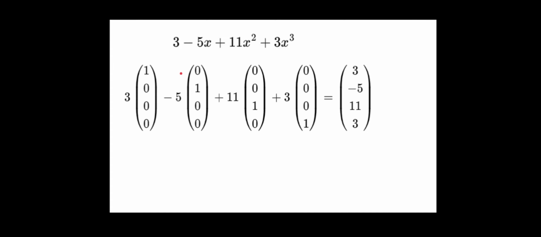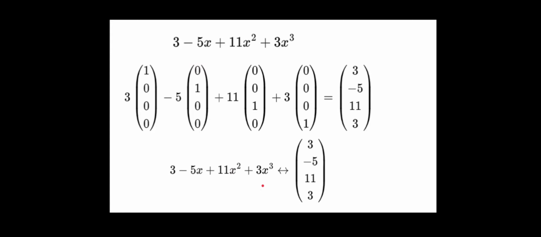And so let's say we have the polynomial 3 minus 5x plus 11x squared plus 3x cubed. If we wanted to find the vector representation of that, we could go ahead and expand out the linear combination of the basis vectors and sum all of those up, and what we get is 3, negative 5, 11, 3. So each row corresponds to the different coefficient in front of the respective powers of x. And you can go back and forth between the function representation and the vector representation.